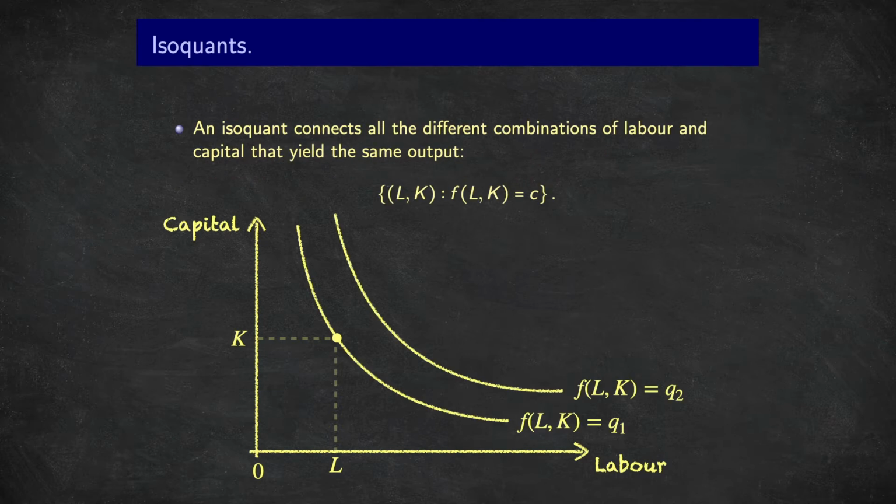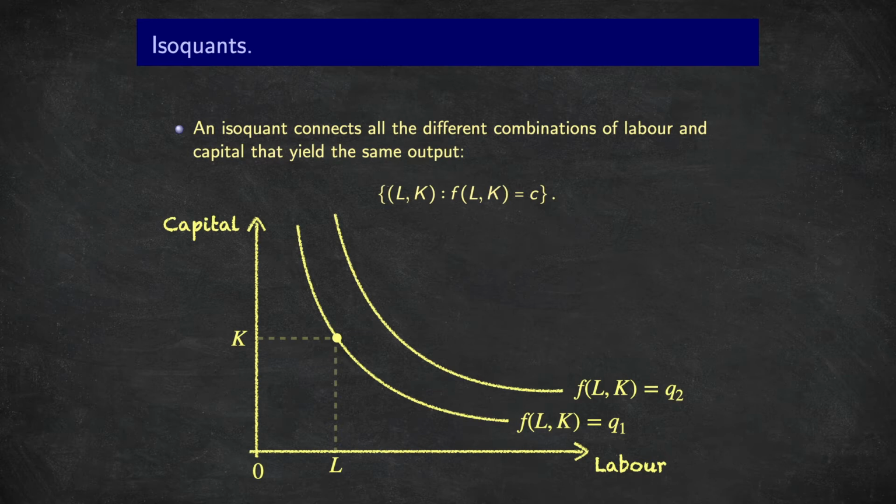Now, an isoquant, the term iso meaning single, so single quantity, an isoquant is a curve or a line that connects all the different combinations of labour and capital that yield the same output. So one way of denoting this would be as a set, so I've used curly braces here, a set of all the different L, K factor combinations, with the property that if we plug these combinations into our long-run production function, we get the same number equal to a constant C.